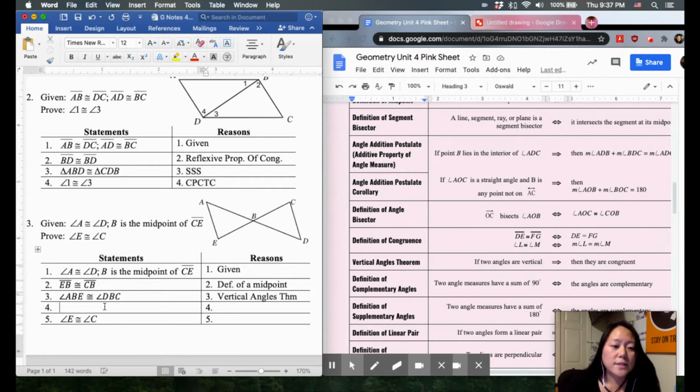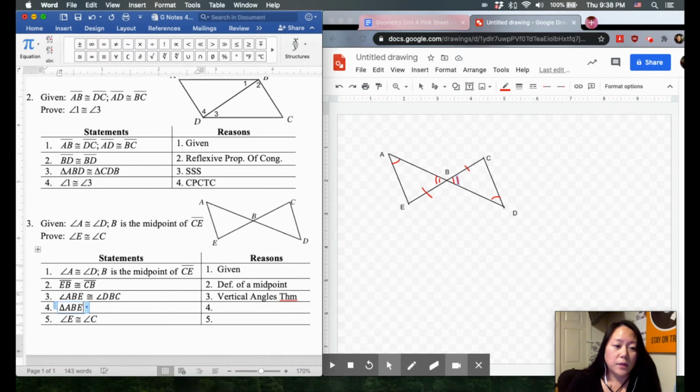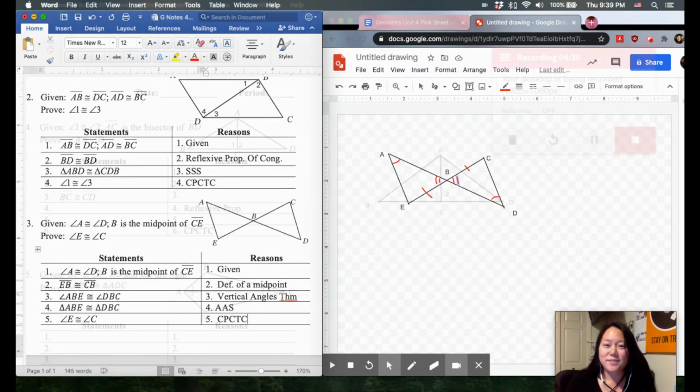All right, now one more step before I can prove that angle E is congruent to angle C, and that is to say that my triangles are congruent. So looking at my figures, I have two angles and a side. That side is not included in between the two angles. And so that would be angle, angle, side with angle, angle, side. So triangle ABE is congruent to triangle DBC. That's by AAS. And now that I have two congruent triangles, their corresponding angles are congruent. So that would be CPCTC. Corresponding parts of congruent triangles are congruent.